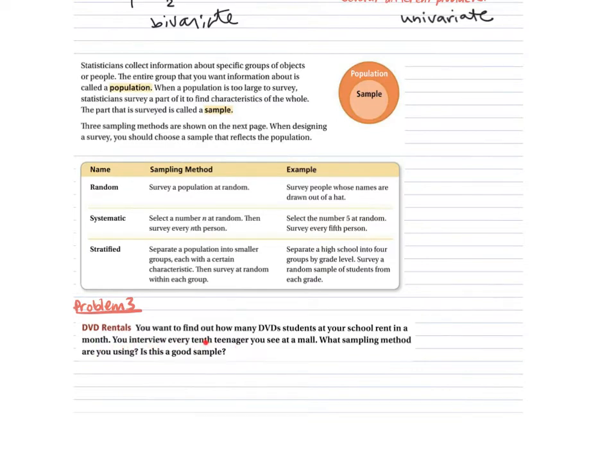You interview every 10th teenager you see at a mall. What sampling method are you using, and is this a good sample? So this is saying your population. Right, first you need to think about the population. This is students at your school. Okay, and then you're going to be interviewing every 10th teenager. So that is systematic, right? Because you have a system. You picked every 10th. And this is all students at the mall. What sampling method are you using? Systematic.